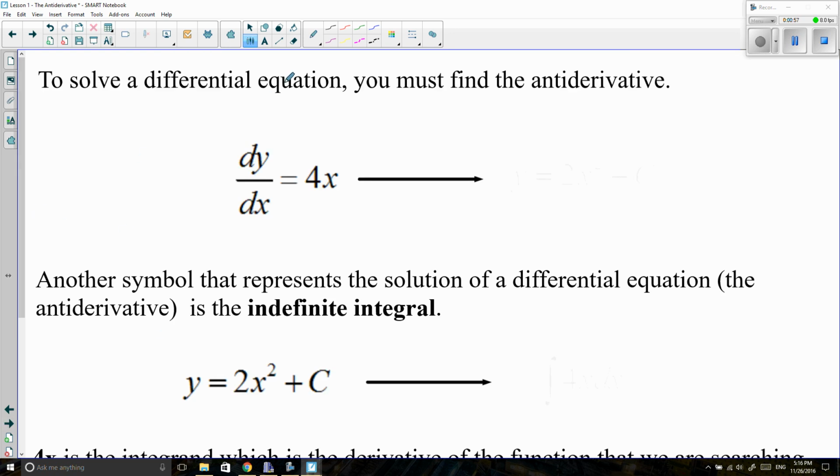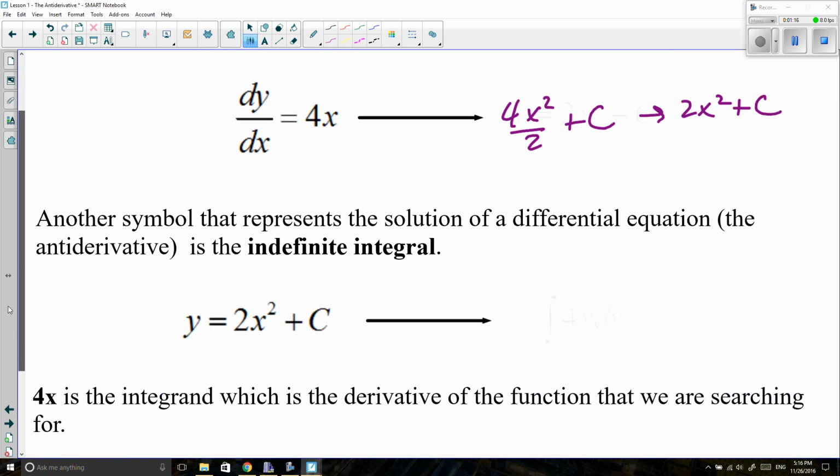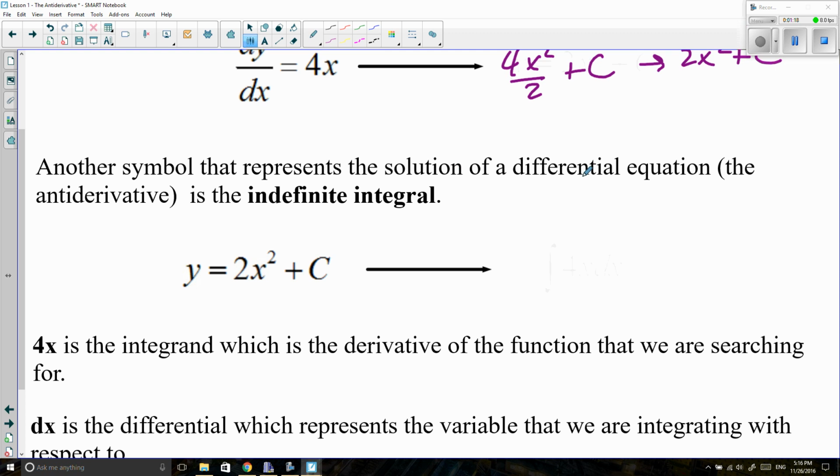So when you solve a differential equation, you have to find the antiderivative. When we take the antiderivative of 4x, we get 4x squared over 2 plus c, which simplifies down to just 2x squared plus c. So to solve a differential equation, you're taking the antiderivative. Another symbol that represents the solution of a differential equation, also known as the antiderivative, is what we call the indefinite integral. So this y equals 2x squared plus c, that is the antiderivative.